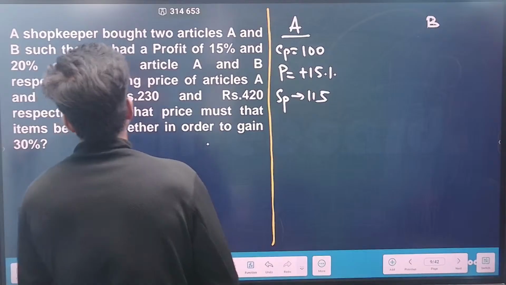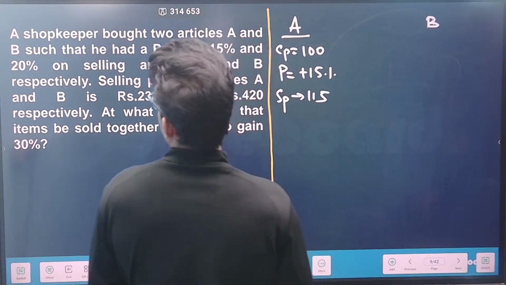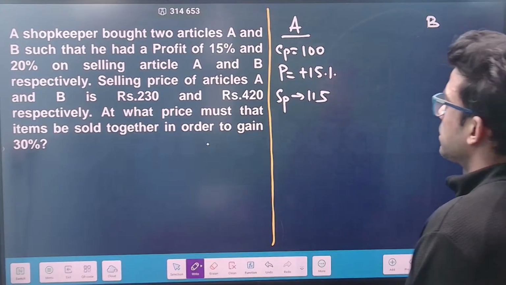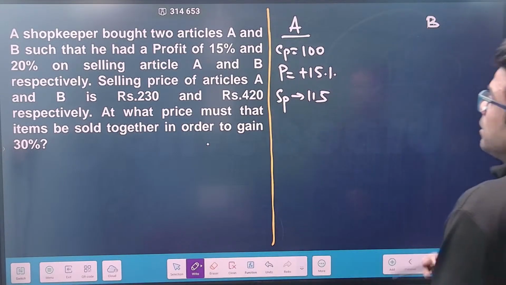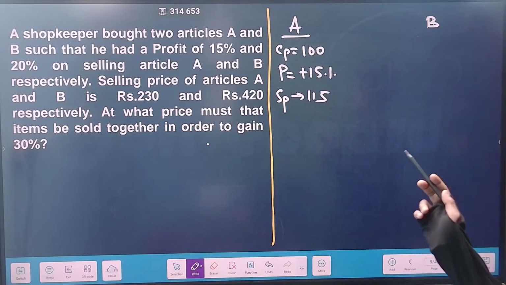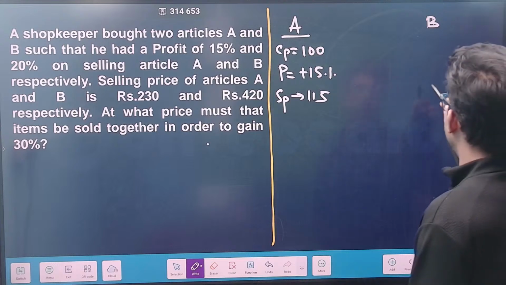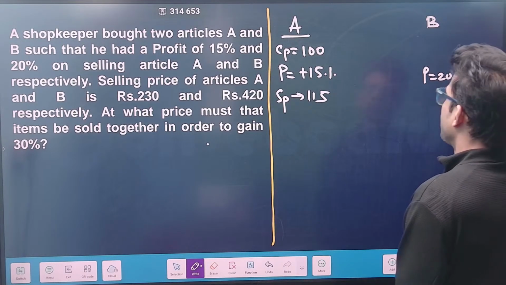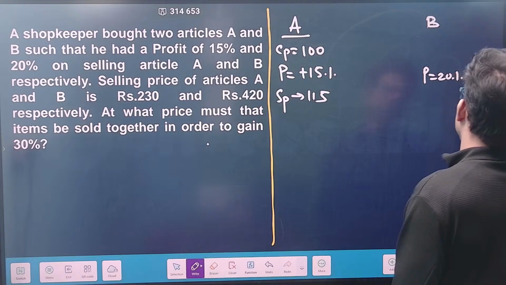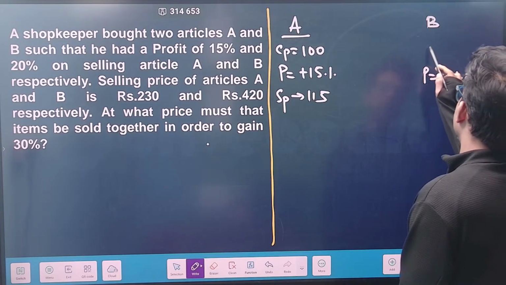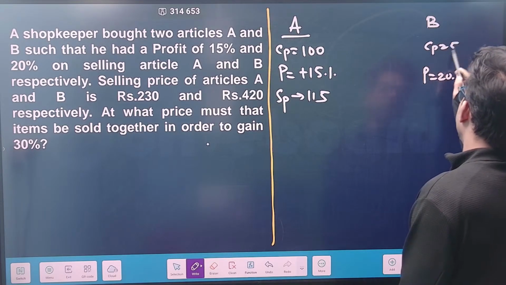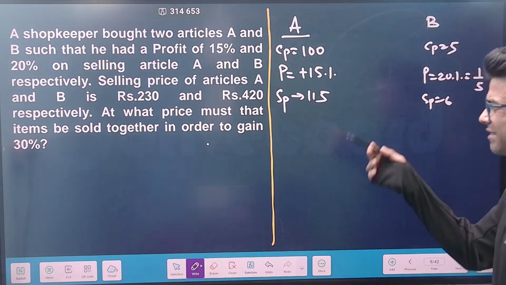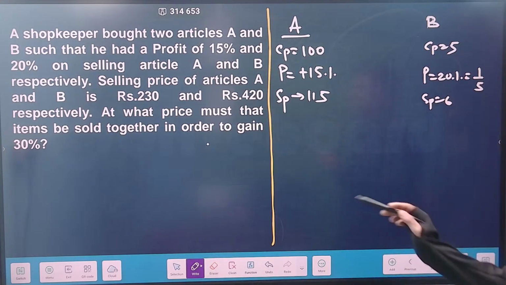And 20% on the selling price of article A. A shopkeeper bought articles A and B such that a profit of 15% and 20%. So 20% is going for article B. I hope you know that 20% is basically 1 by 5, so cost price is basically 5, and the selling price is basically 6. This much I have written because this is the known data right now.